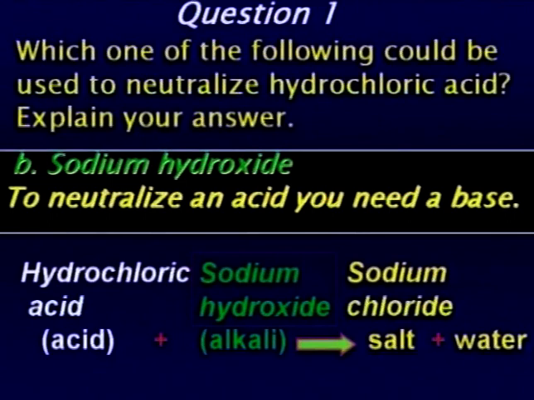Explain why. To neutralize an acid, you need a base. And you have copied this equation down: hydrochloric acid, which is an acid, plus sodium hydroxide, which is an alkali. You will get sodium chloride, which is salt, and water. You have now neutralized hydrochloric acid.